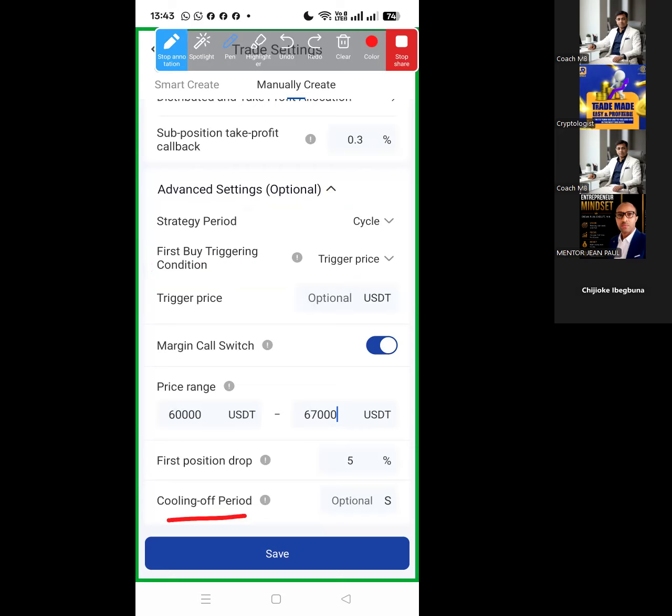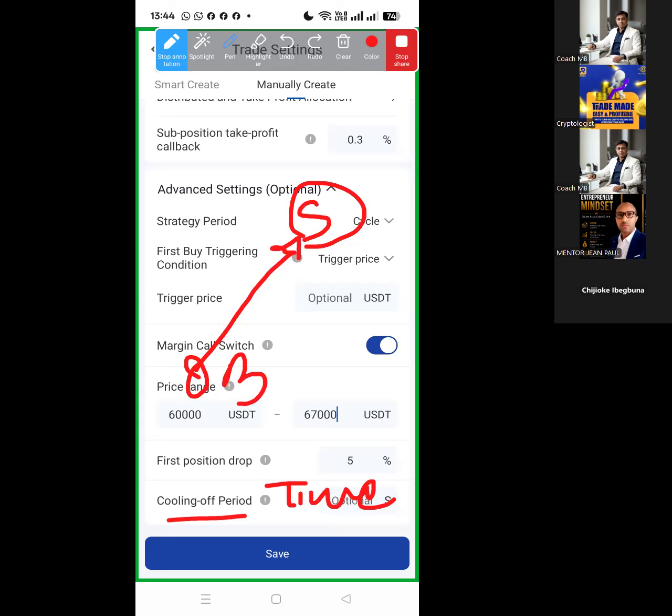So what is a cooling off period? This is a time that you want to wait for the next buy to happen. Suppose you have bought here and you have sold here, and you don't want to buy again at the same time it has sold for you. You want it to wait for another 1 minute or maybe 10 minutes or 5 minutes. So then you want it to buy again.